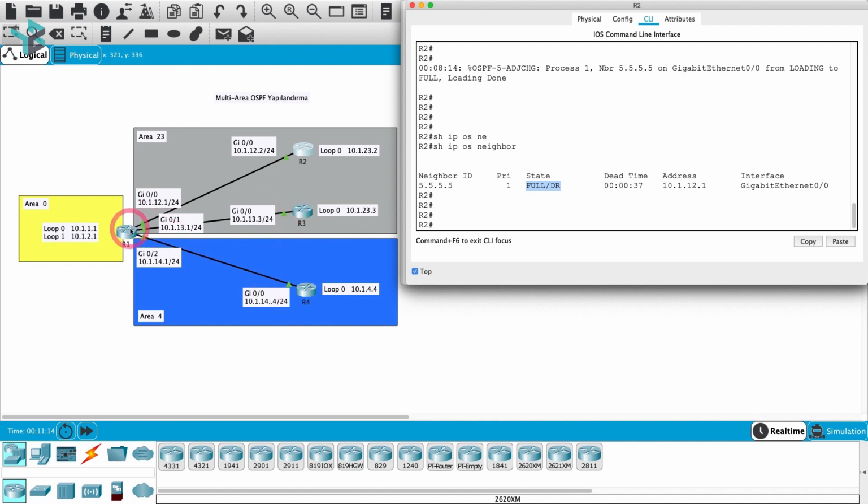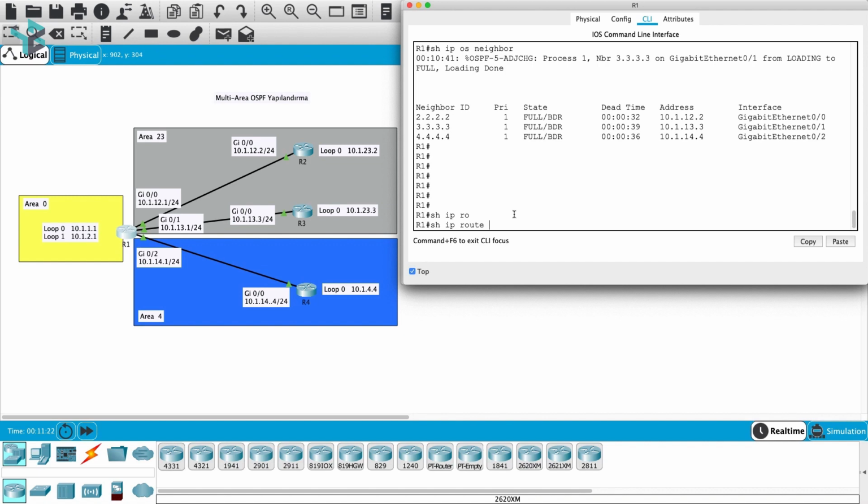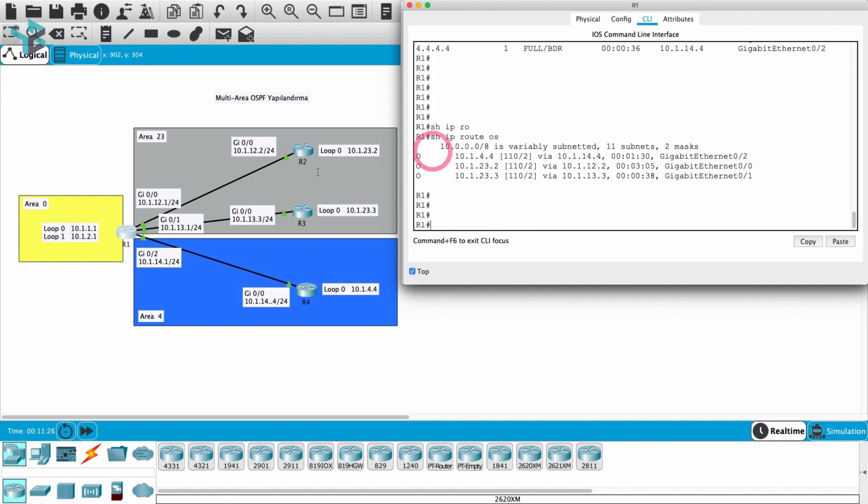Now let's check the route table on router 1. Let's look at the routes we learned only from OSPF by typing show ip route ospf. Router 1 already knows the networks that are on it, knows the 10.1.12.0, 10.1.13.0 and 10.1.14.0 subnets, but it did not know the 3 subnets here. It learned these subnets through the routers here.